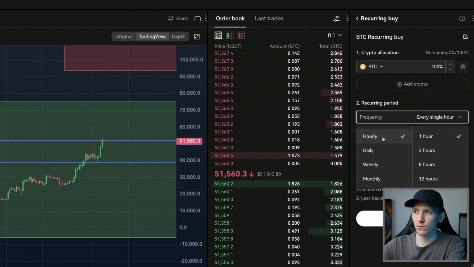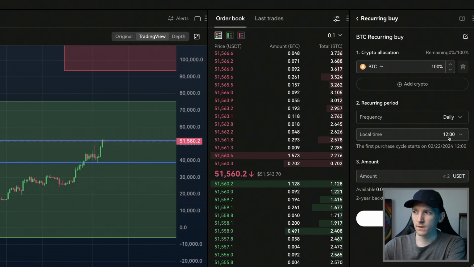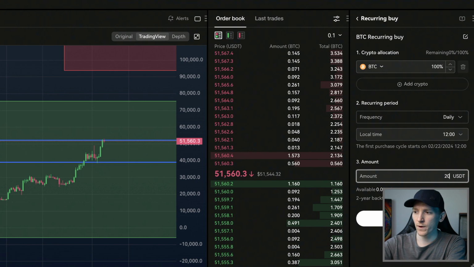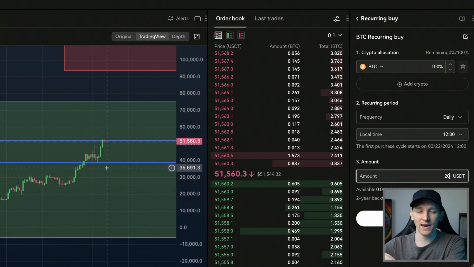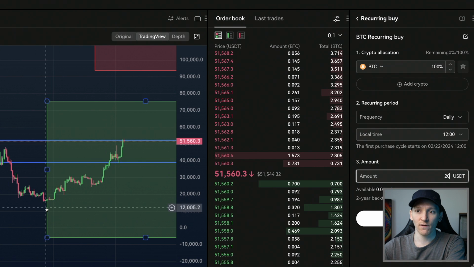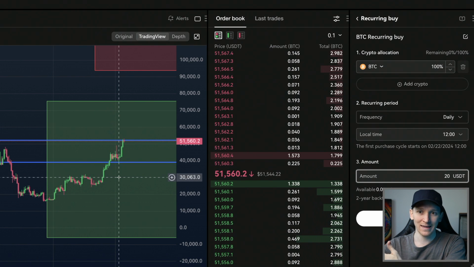So if you just want to carry out a daily buy at 12 o'clock and you want to put some money in here, so you get some assets on the system and you say, I want you to buy $20 every single day. And as long as it's in the green box, it's going to do that for you. And you are going to get a very good average price for your trades that is very close to what the market price is, right?